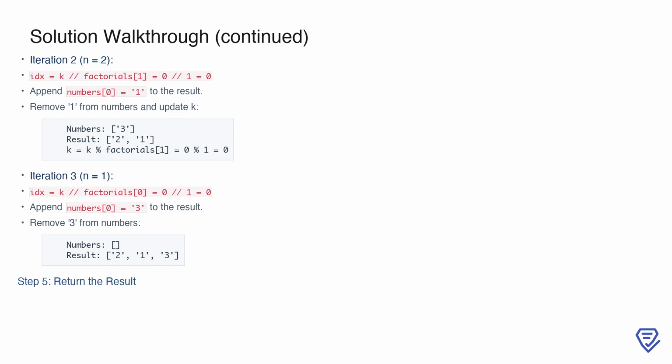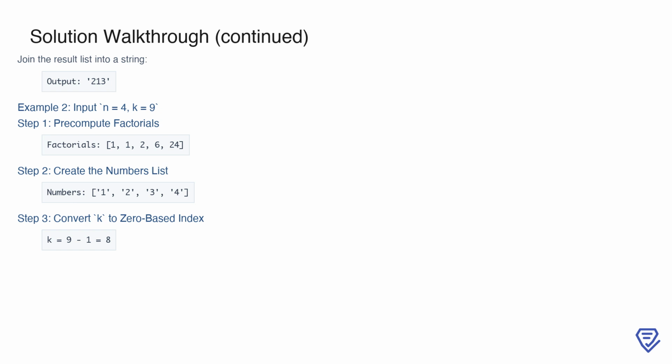In the final iteration, with n equal to 1, the index is again 0. We append the only remaining number, 3, to the result and remove it from the numbers list. At the end of this process, our numbers list is empty, and our result list contains 2, 1, 3. The iterative construction of the kth permutation is now complete. To generate the final output, we simply join the elements of the result list into a single string. In this case, joining 2, 1, 3 gives us the output 213.